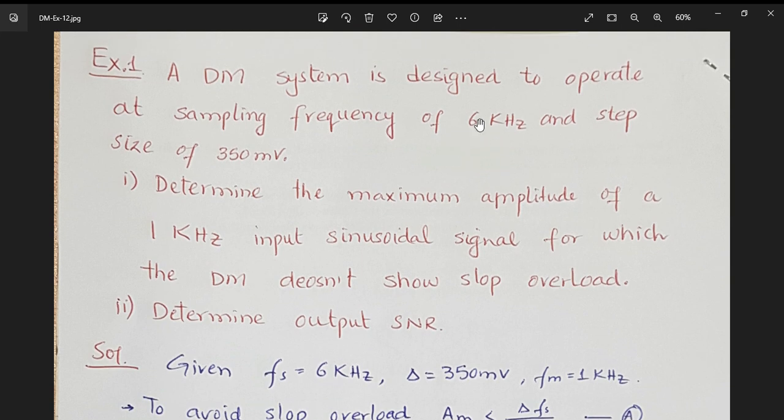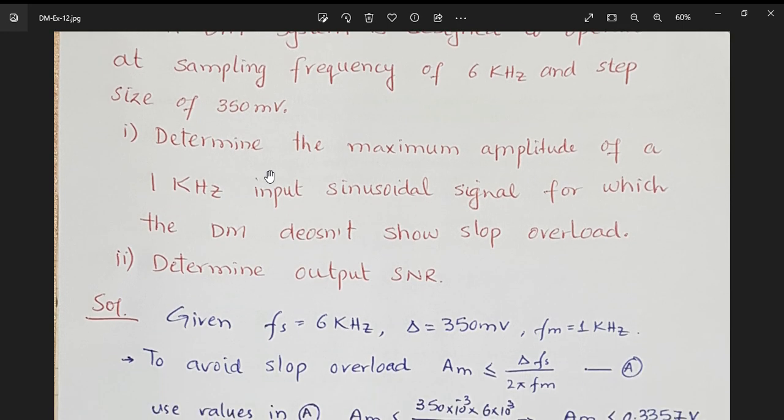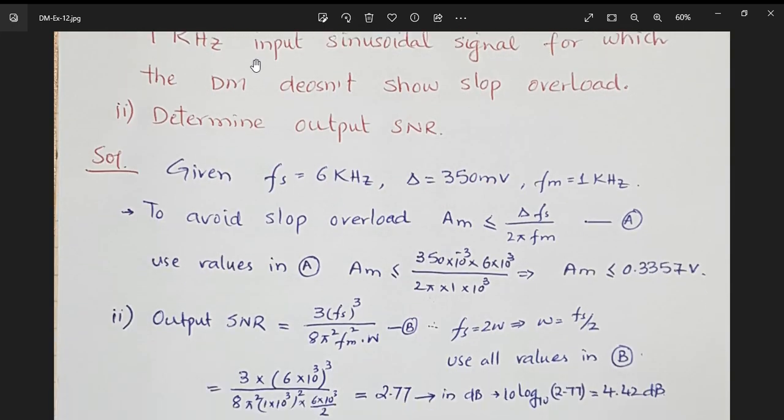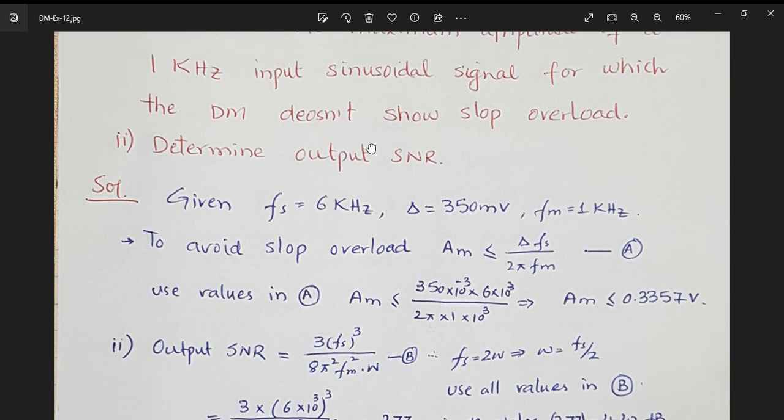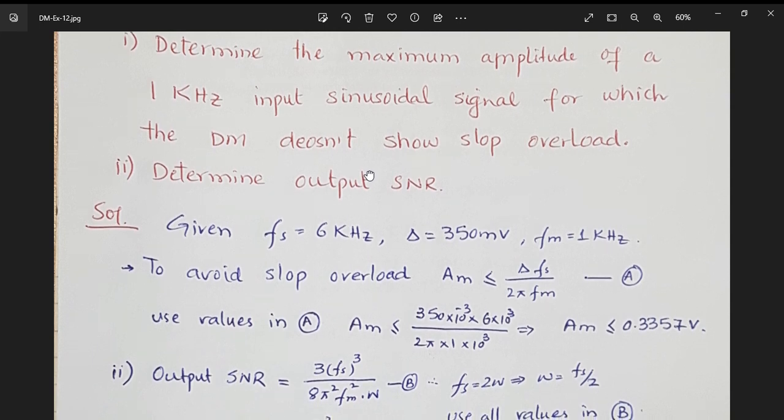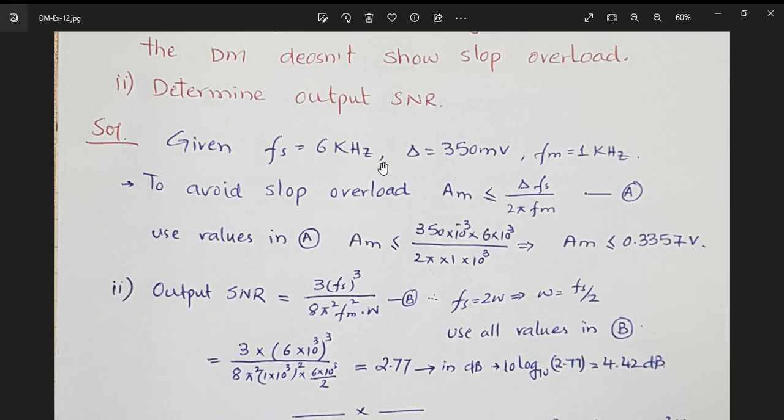Here you can see the sampling frequency fs is given, which is 6 kHz, and the step size delta, which is 350 millivolt, is also given. For the first part, the maximum amplitude, the signal frequency fm is also given, which is 1 kHz. So fs is 6 kHz, delta is 350 millivolt, and fm is 1 kHz. The condition is that we need to see the maximum amplitude so that the modulator doesn't show slope overload.